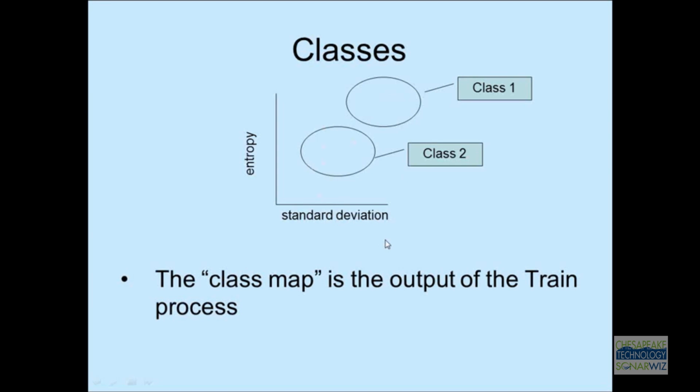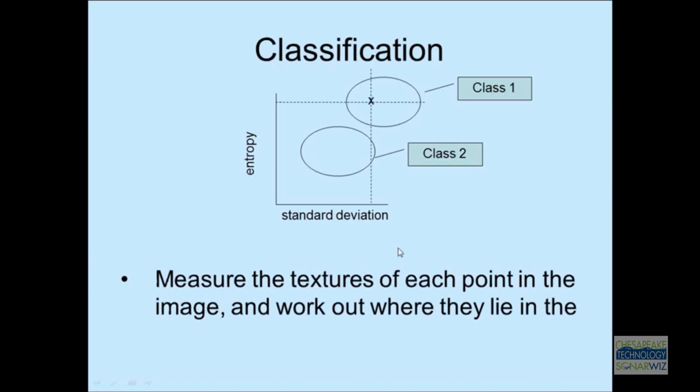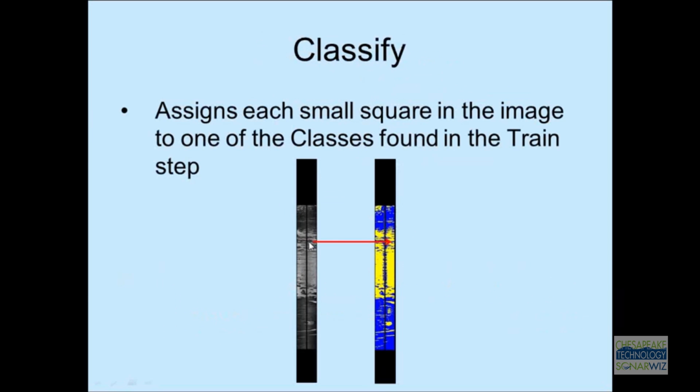When I'm actually doing my classification, I start again with the same classification map, and for each pixel I find out where it lies on that. If it falls into that area, it's class 1. If it's in that area, it's class 2. And that's it. So for each of my images there, I create a classified output.